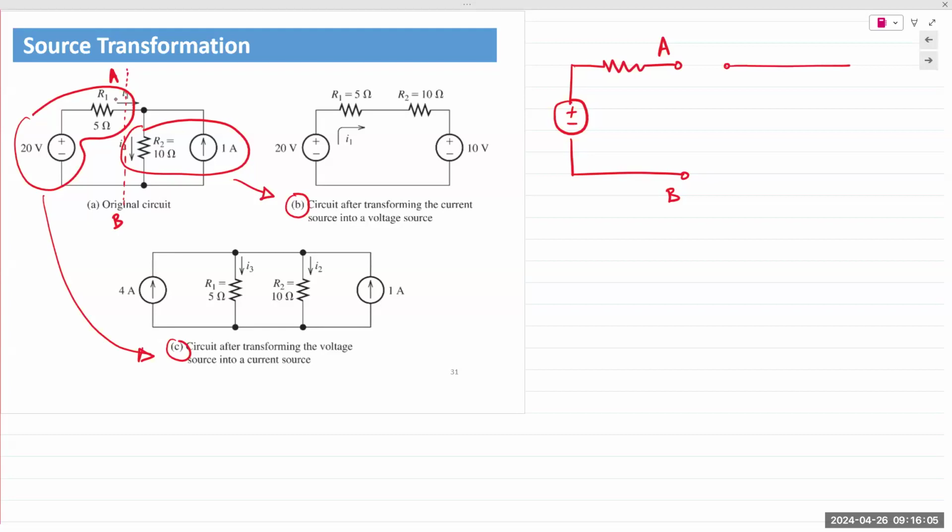And so if you draw the other side of the circuit, it should look like this. Again, the nodes remain the same, of course. This is R1, 5 ohms. This is the 20 volt source. This is the 1 amp current source. And this is R2, 10 ohms.